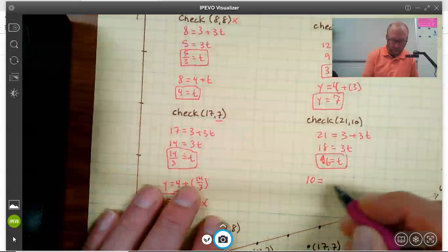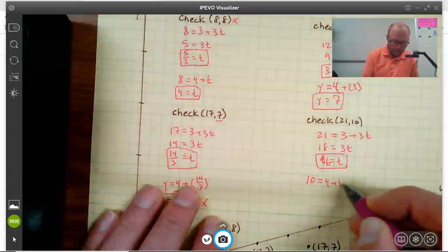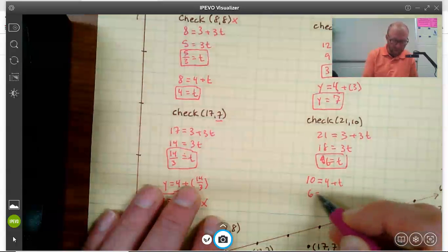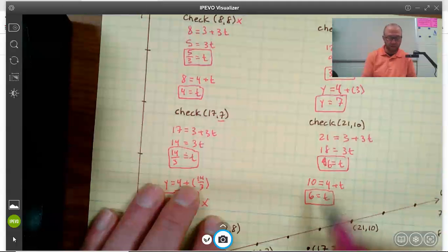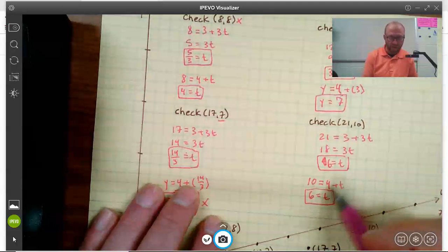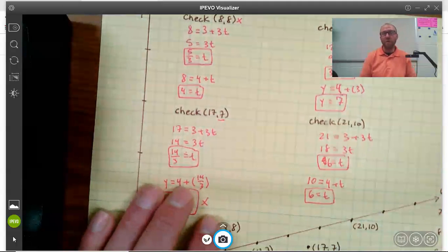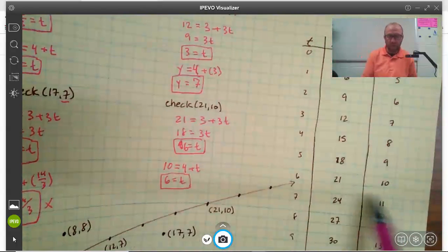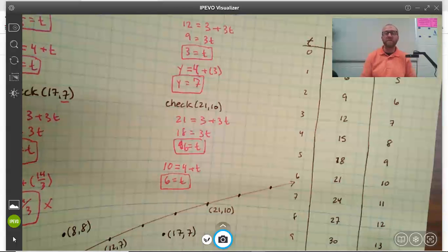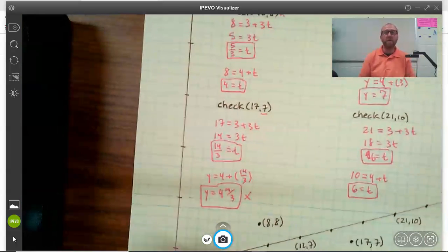So let's see, 10 equals 4 plus t, subtract 4 from each side, 6 equals t. So using the y equation, if I input a 6, I will get a 10. So the same input produces the two outputs that I want, which means that, actually you can see them here, 21, 10, they appear next to each other on the table, meaning that they are an XY pair on the line.